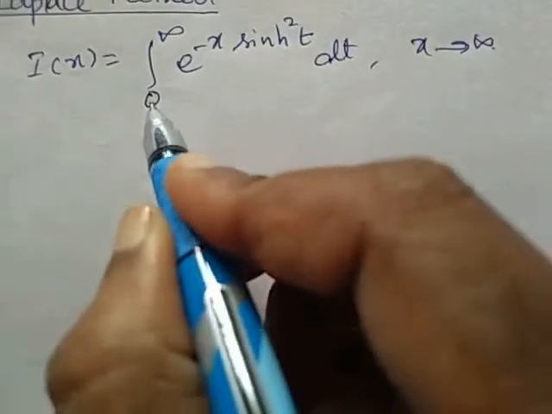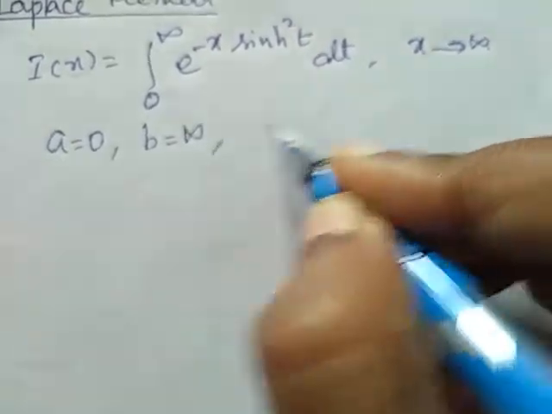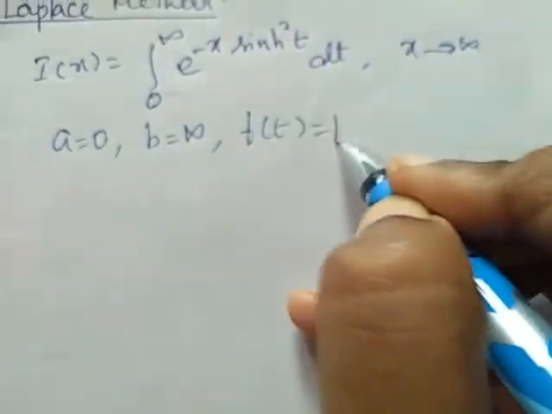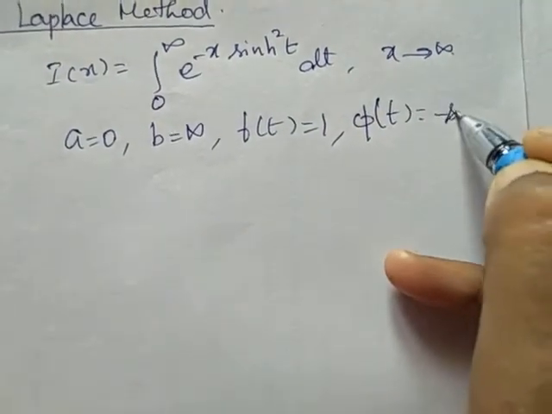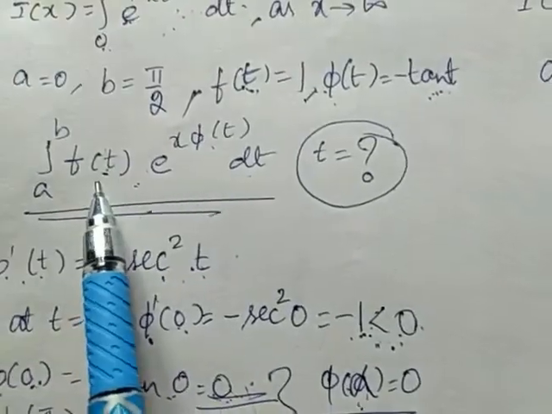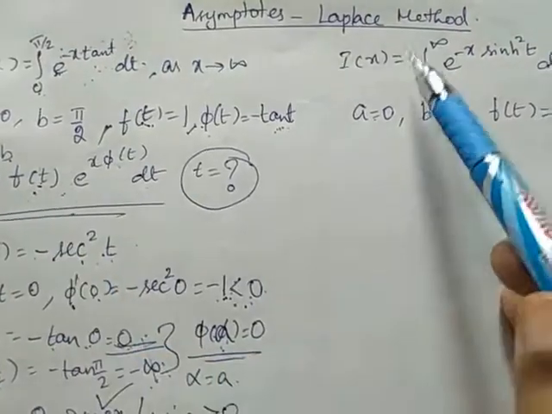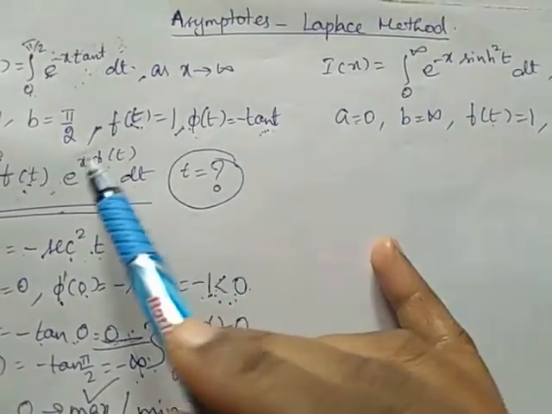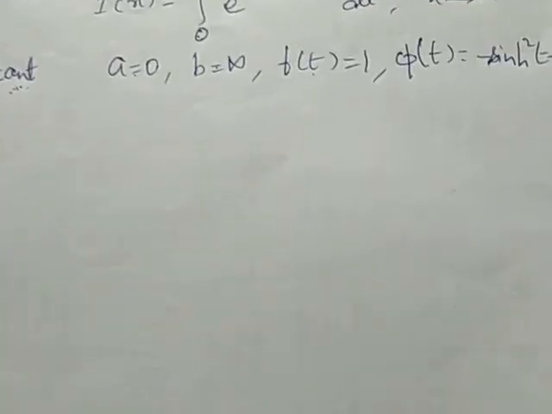Here also a is 0, b is infinity, f of t is 1, phi of t is minus sinh square t. Compare with the standard form. Lower limit is a. Therefore, a is 0. Upper limit is b. Therefore, b is infinity. Coefficient is 1. Therefore, f of t is 1. E power x into phi of t. Therefore, phi of t is minus sinh square t.